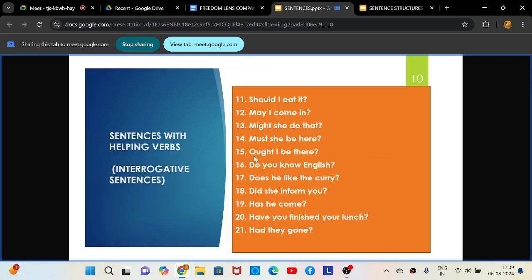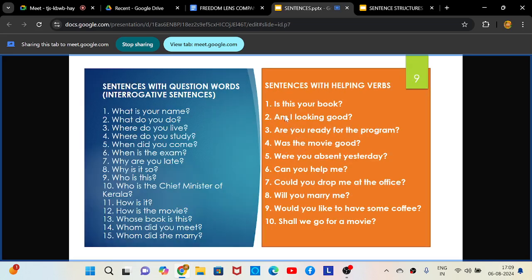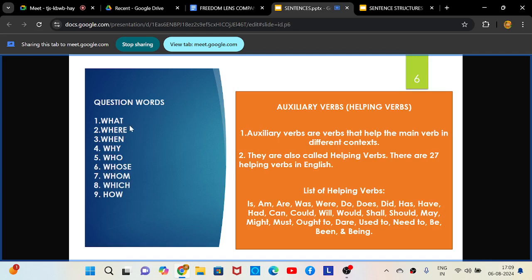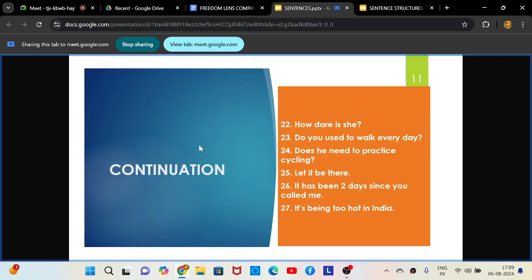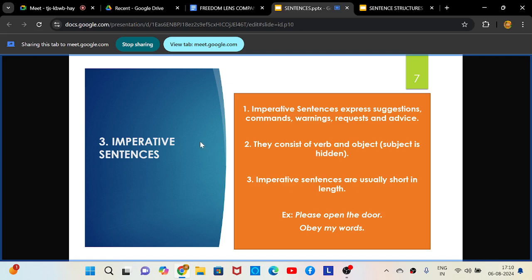Okay, so this is how we can form questions using helping verbs and question words. Question words are what, where, when, why, who, whose, whom, which, how. These 9 words are question words. We have some questions in the blue box. You can read this after I share this PDF in the group. You don't need to read it now because all these are simple examples only. You can read it even after the class. So this is all about interrogative sentences. Interrogation means generally questions. Fine.